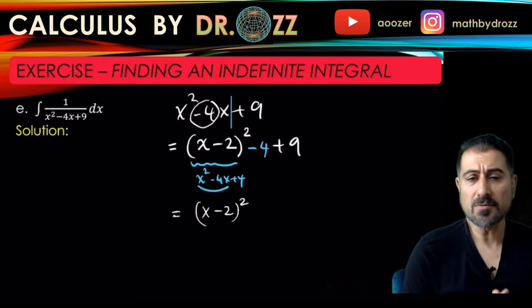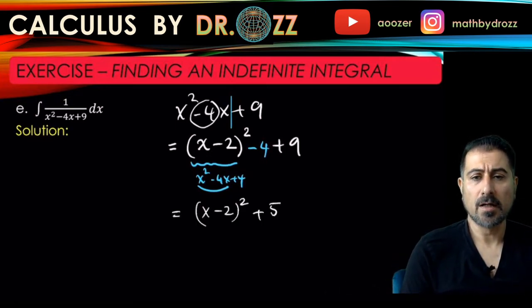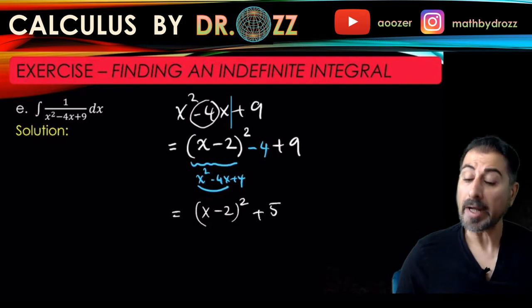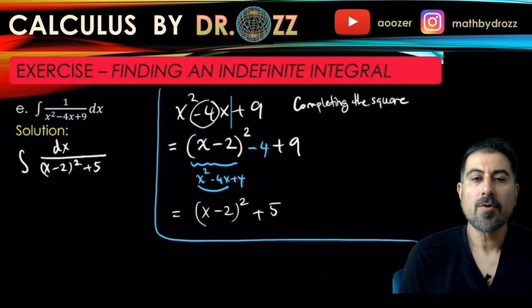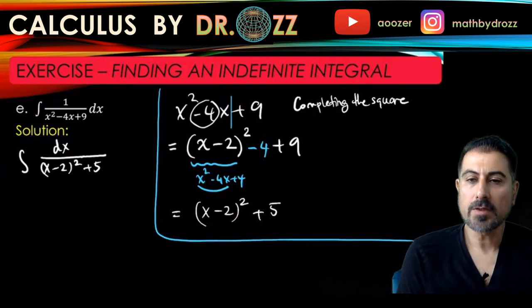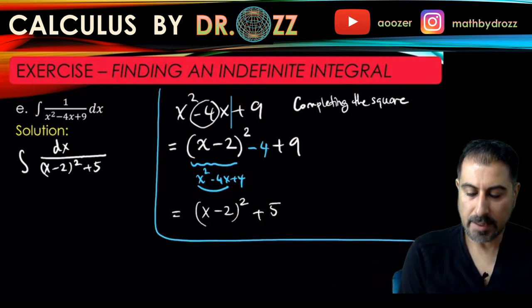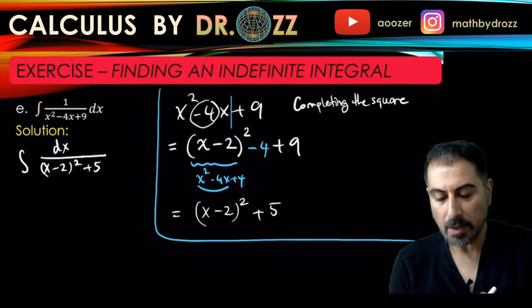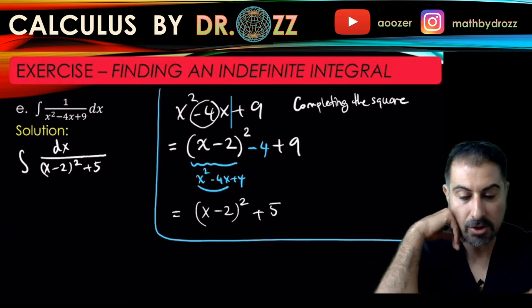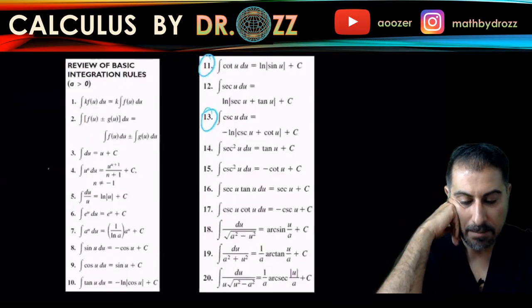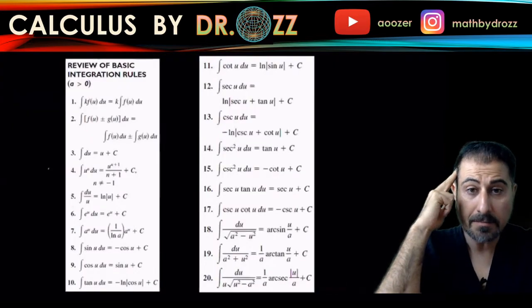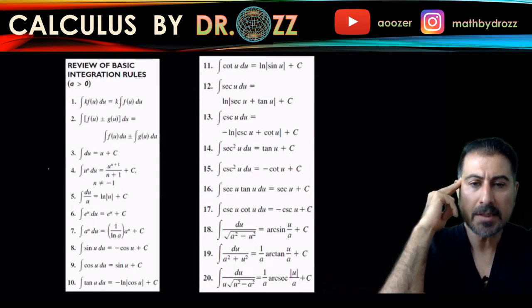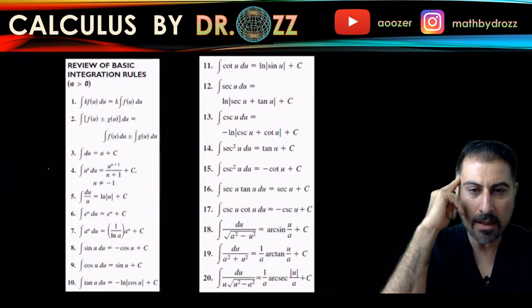And there are formulas if you prefer to convert this quadratic into this perfect square form. Feel free to use them. I'm just showing you another way to handle the same completing the square. All right, now we should figure out what the resulting integral is: dx over x minus 2 squared plus 5. At this moment, we can go back and check if there is any applicable basic integration rule that we can use. Out of all of them, if you look at number 19, I think that is the closest.